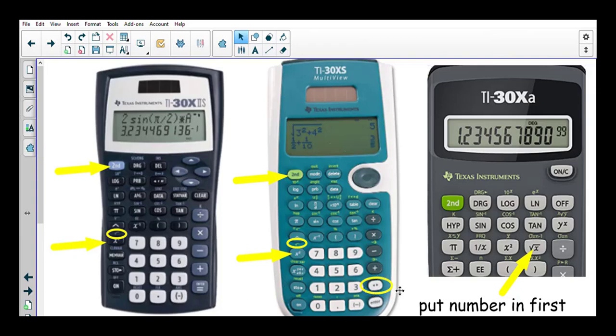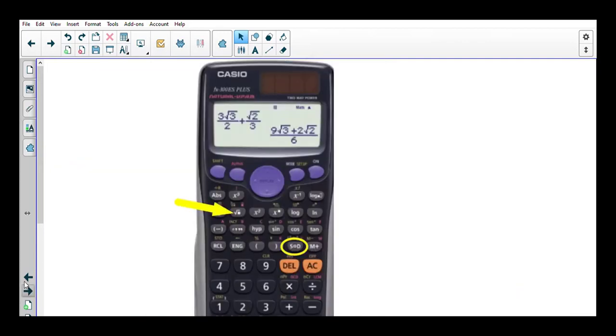We've talked about this button before, but if you press this button, it will give you a decimal. This calculator, I think a few of you might have had this one. You actually have to put the number in first and then hit the square root key, and then that'll give you your solution. That one's a little different just because you put the number in first. And then the Casios, they're all very similar. So the square root key is right around here. And if you don't have one of these calculators, just look for your square root key.